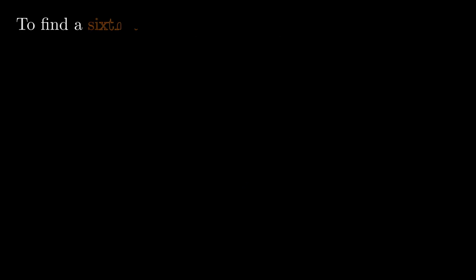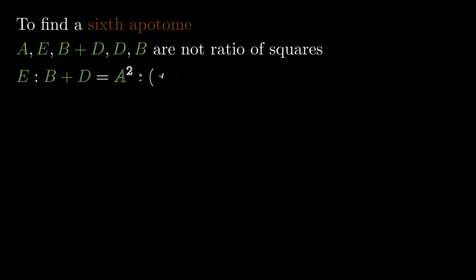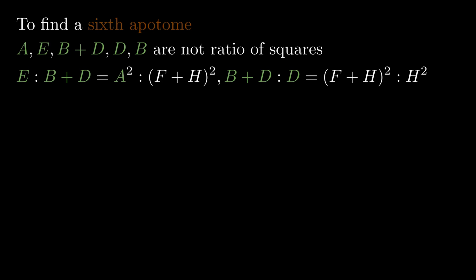In this proposition, we construct a sixth apotome. Let A be rational, and E, B plus D, and D be numbers not having to each other ratios of square numbers. Finally, let E to B plus D be proportional to A squared to F plus H squared, and B plus D to D be proportional to F plus H squared to H squared.